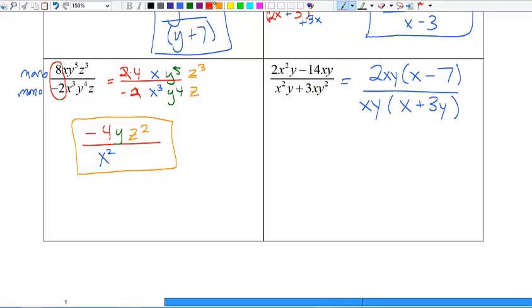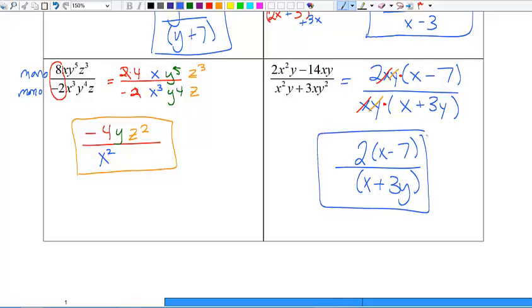Now, is there anything that's in the numerator and the denominator that's exactly the same? Some students might point out, hey, the 2 parentheses aren't the same, I can't do anything. But don't forget that the GCFs are also being multiplied. So it looks like this x can divide out with that x, the y can divide out with that y, and I have left 2 times x minus 7 over x plus 3y.